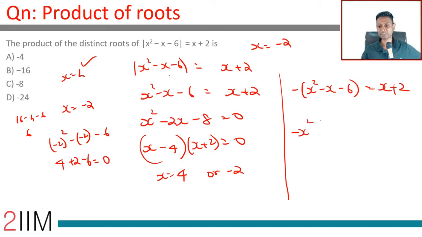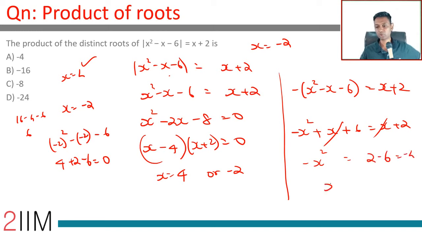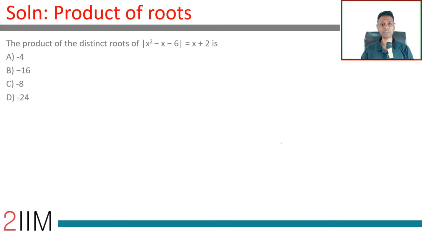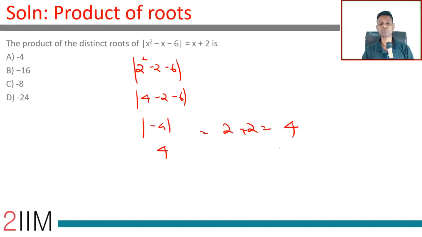This side, minus x square plus x plus 6 equals x plus 2. This gets knocked off. Minus of x square is 2 minus 6 equals minus 4. X square is 4. X is plus or minus 2. Minus 2 works. We need to think whether plus 2 would work. Best way is to plug it in the equation. 2 square minus 2 minus 6. Modulus of 4 minus 2 minus 6. Modulus of 4 minus 8. Modulus of minus 4, which is 4. This side is 2 plus 2, which is 4. So x equal to 2 also works.